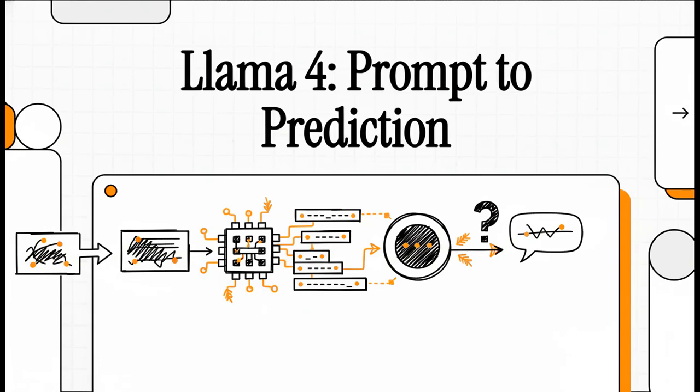All right, so today we're going to do something a little different, something really cool. We're going under the hood of Llama 4, one of the most advanced AIs on the planet. We're going to look at the actual code and break it all down into a story that actually makes sense, to see how an AI really thinks the moment you ask it a question.